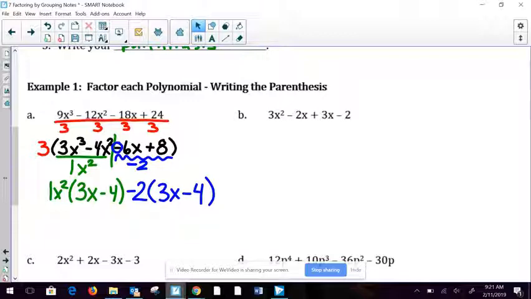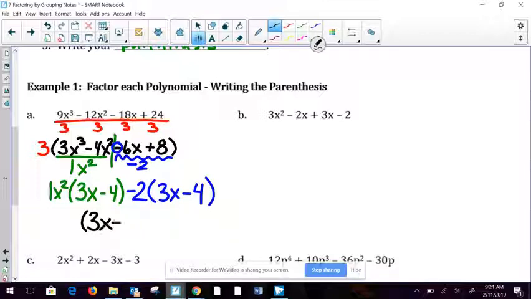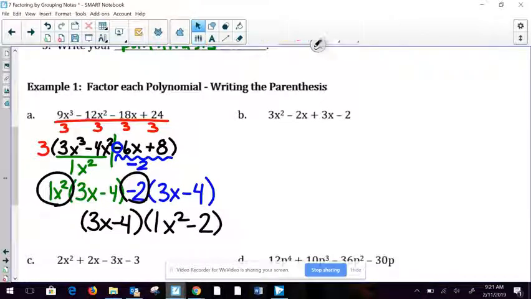If you factor by grouping correctly, you will have both of your parentheses match. And that means you're on the right track. So that parenthesis that matches will be my first part of my answer. All of that outside junk, I like to call it, all goes into my second parenthesis: 1x squared minus 2.